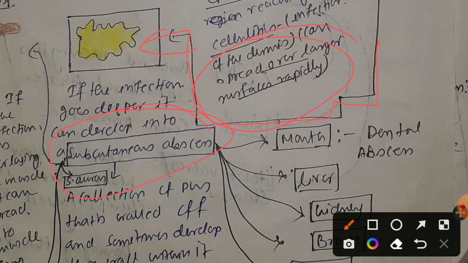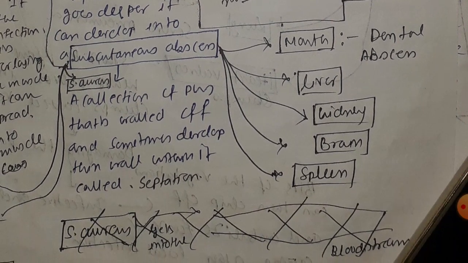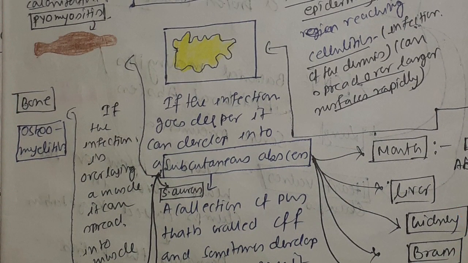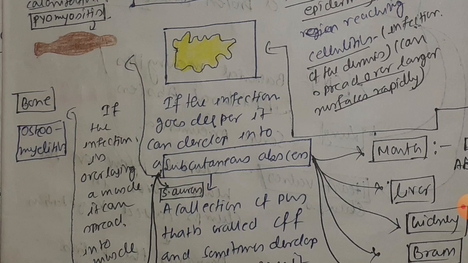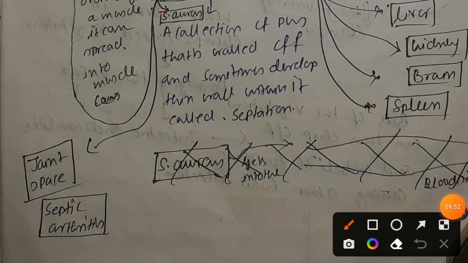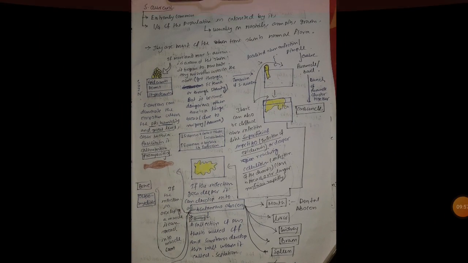This subcutaneous abscess can spread to muscle, and spread to the mouth, causing a dental abscess. Along with it, it can also spread to the liver, kidney, brain, and spleen. And this Staphylococcus aureus can also overlie the muscle, causing muscle infection called pyomyositis. It can also spread to bone, causing osteomyelitis, and it can also spread to the joint space, causing septic arthritis. So that is the idea on the first page.